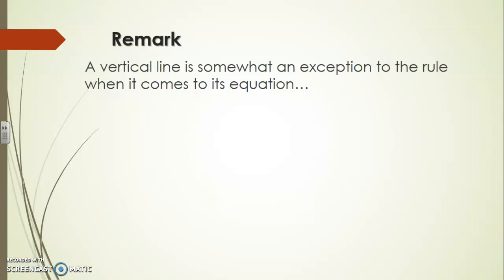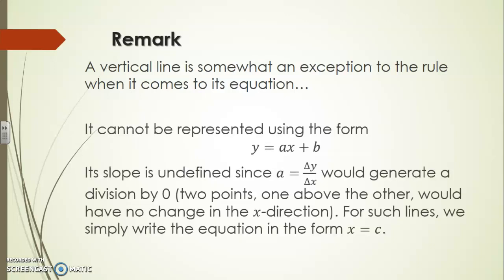A vertical line is somewhat an exception to the rule when it comes to formulating its equation. It cannot be represented using the form y equals ax plus b, simply because the slope, which is obtained from a change in y over a change in x, would generate a division by 0. 2 points being one above the other would have no change in the x direction. So for vertical lines, we'll simply write the equation in the form x equals c.